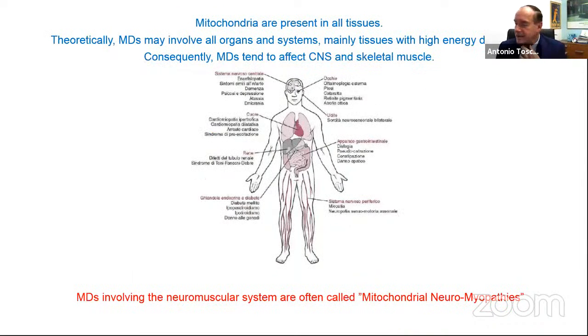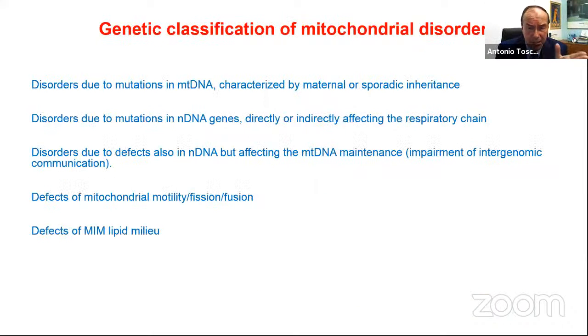Here you can see that there are several organ tissues involved, but we can also find involvement of skeletal muscle and peripheral nerve in mitochondrial disorders. Here, the genetic classification: you know that there are mtDNA alterations and nuclear DNA genes, but also defects of mtDNA maintenance, defects of mitochondrial motility, fission and fusion, and this is important, and defects of the lipid milieu.